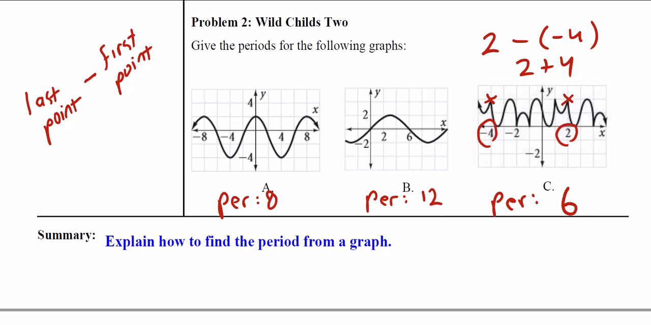We showed you a few ways how to find the period of a sinusoidal graph. Take some time to summarize how to find the period from a graph itself.